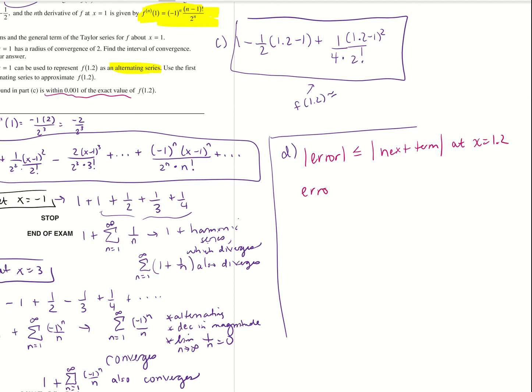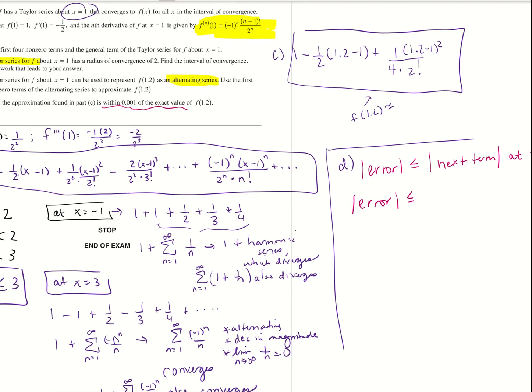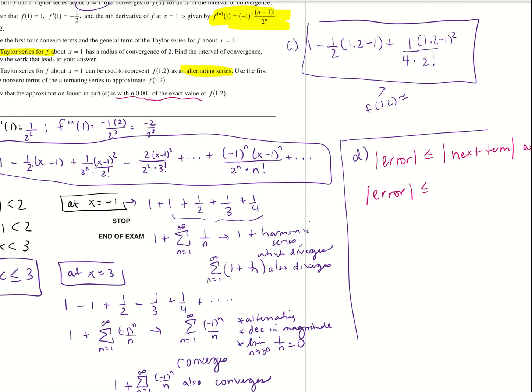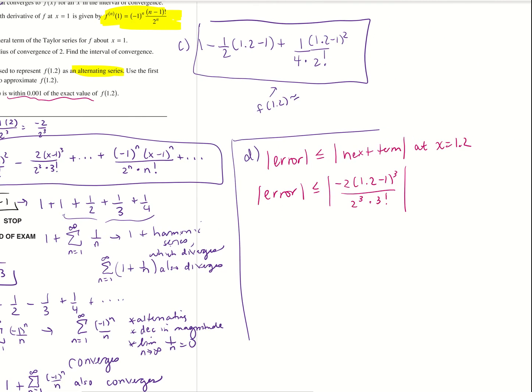So my error will be less than or equal to, well, the next term, I can see from what they had me write in part A, the absolute value of negative 2 times 1.2 minus 1 cubed over 2 to the third times 3 factorial. And I would want to be able to show that this is less than 1 over 1,000. They actually don't make you simplify this, so you could just leave it like that and just trust that it really is.